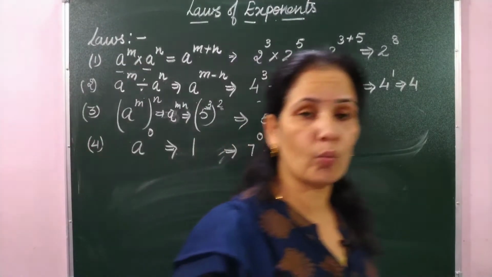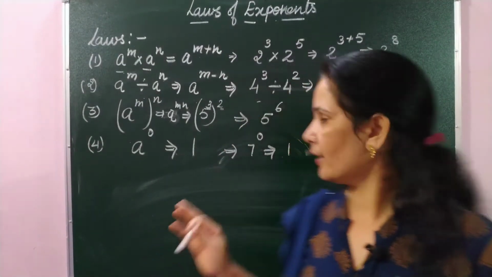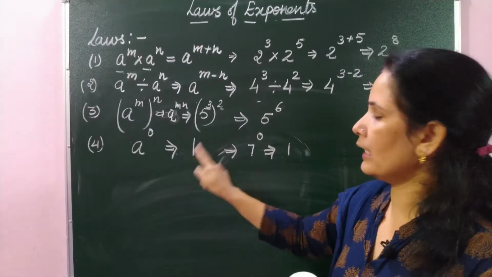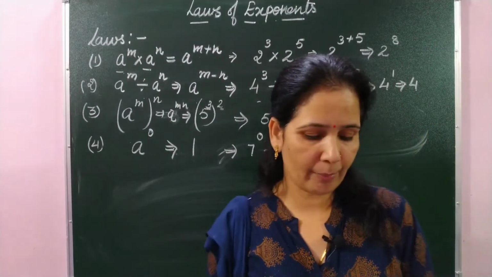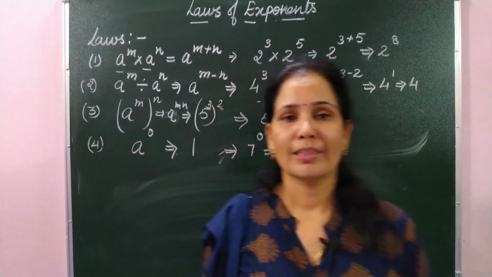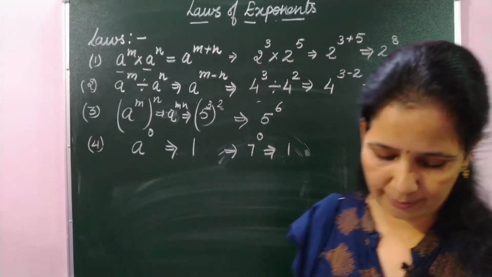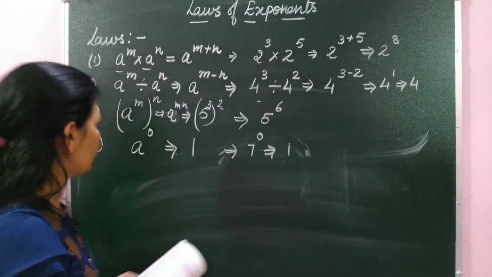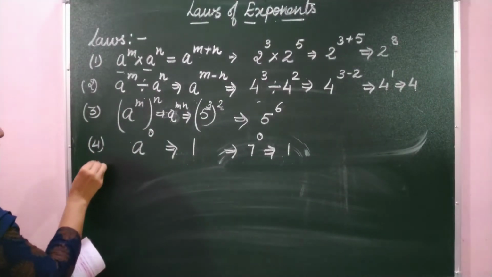This fully converts to 1. We are not writing 0 or 1 here; the direct answer is 1. So remember, if any number has exponent 0, then it converts into 1. Okay. Now let's move to another rule, that is rule number 5.